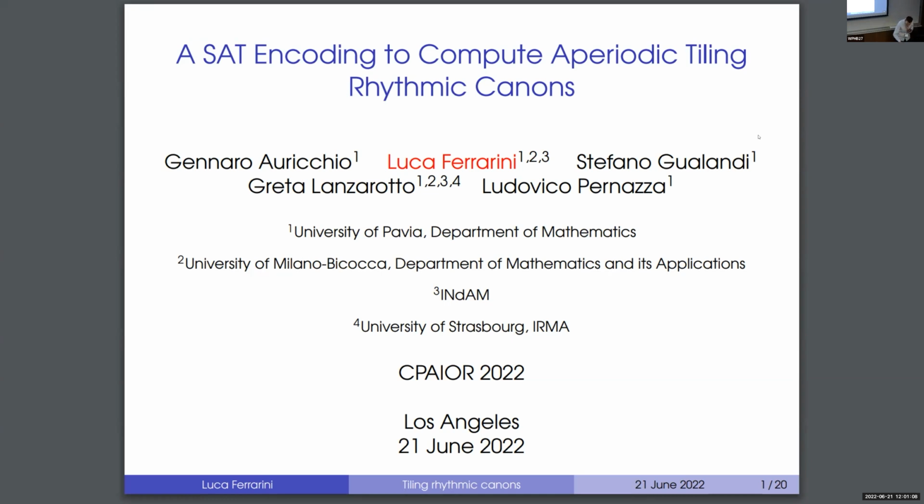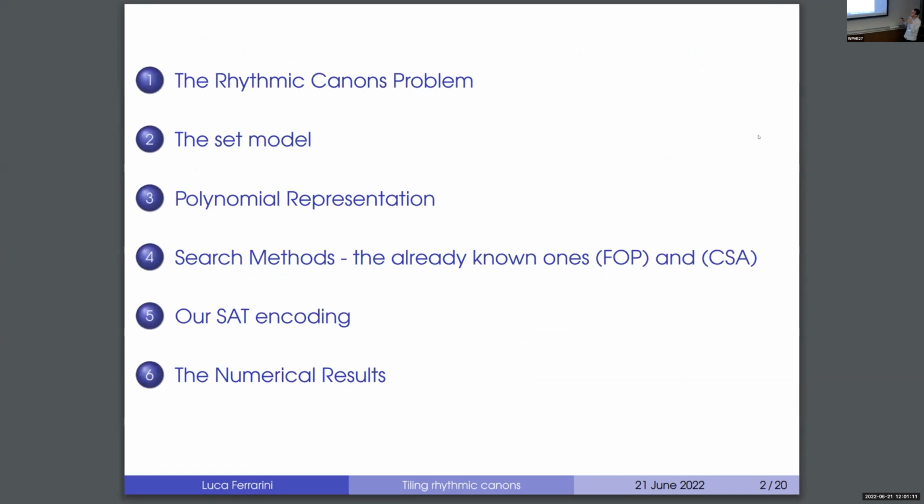So this is the outline of the talk. First we see what a rhythmic canon problem is, and we can see it from two different perspectives: from a set model perspective and from a polynomial representation perspective. Then we compare to other methods in this area, that are the search methods: the Fill-out procedure and the Cutting Sequential algorithm in this setting.